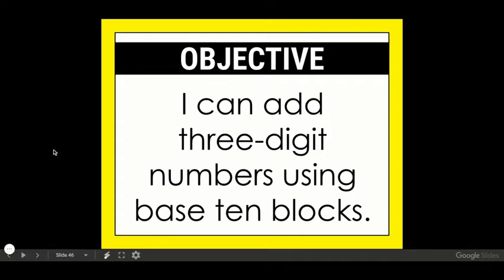Hi, second graders. Today's lesson is going to look very similar to yesterday's lesson. Our objective is I can add 3-digit numbers using base 10 blocks. So yesterday we only went to 2-digit, but today we're going to go up to 3-digit into the hundreds place. And remember, your responsibility as a second grader is to be able to solve addition problems 2 different ways. So drawing our base 10 blocks is one of the ways that you can solve an addition problem.